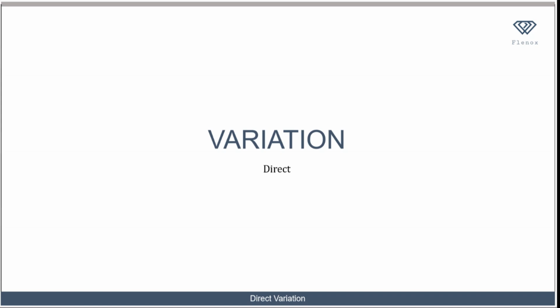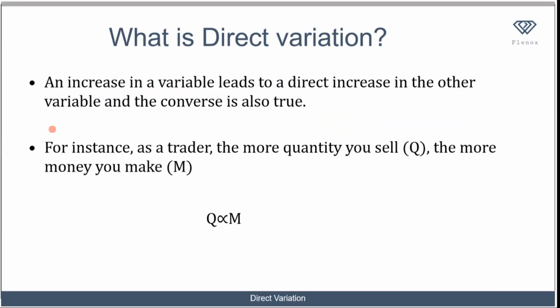Now let's look at direct variation. So what is direct variation? In direct variation, an increase in a variable leads to a direct increase in the other variable, and the converse is also true. So let's look at this example.